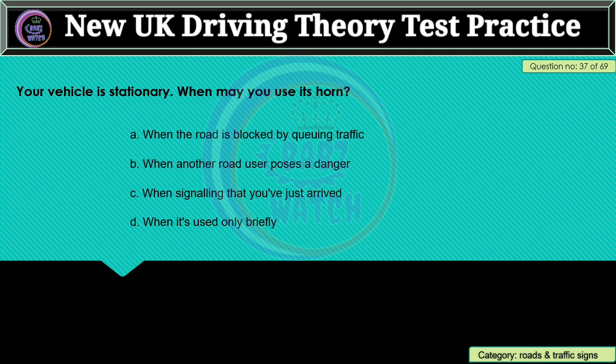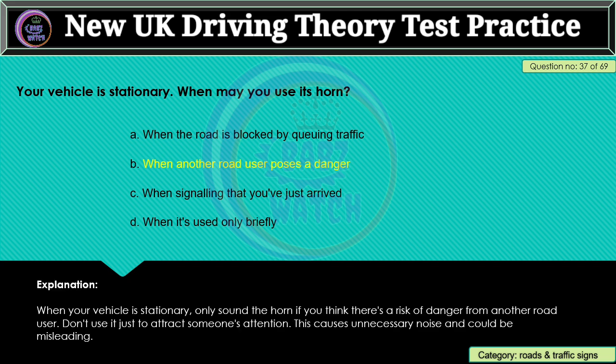Question 37 of 69. Your vehicle is stationary. When may you use its horn? A. When the road is blocked by queuing traffic. B. When another road user poses a danger. C. When signaling that you've just arrived. D. When it's used only briefly. The correct answer is B. When another road user poses a danger.